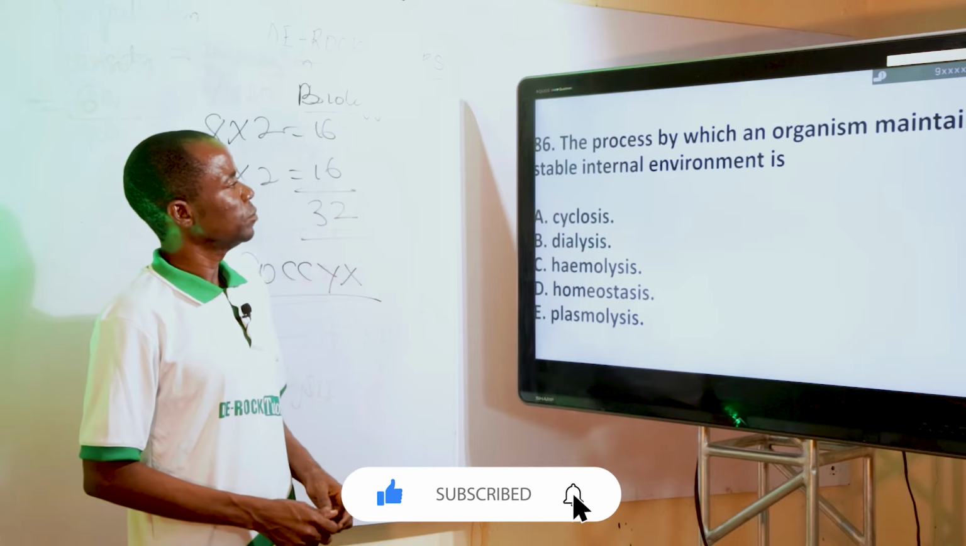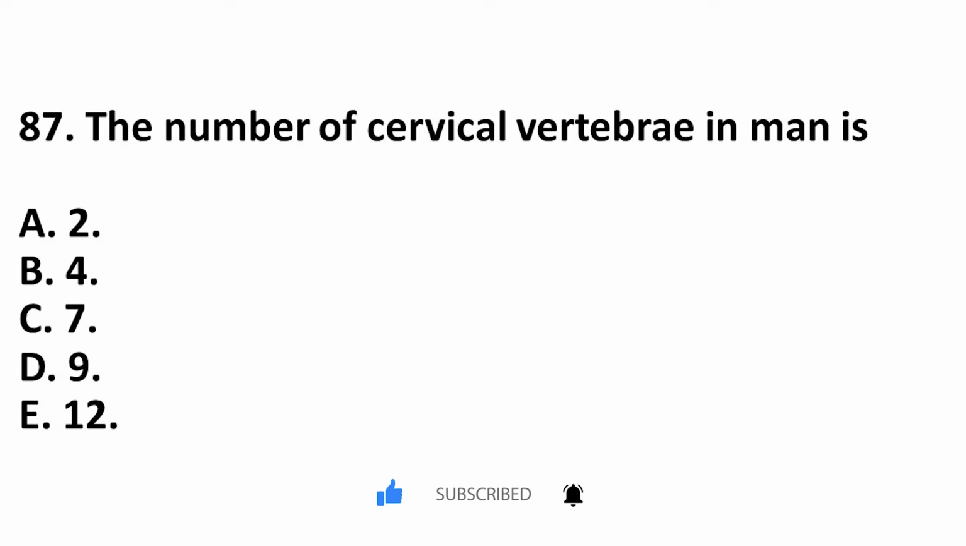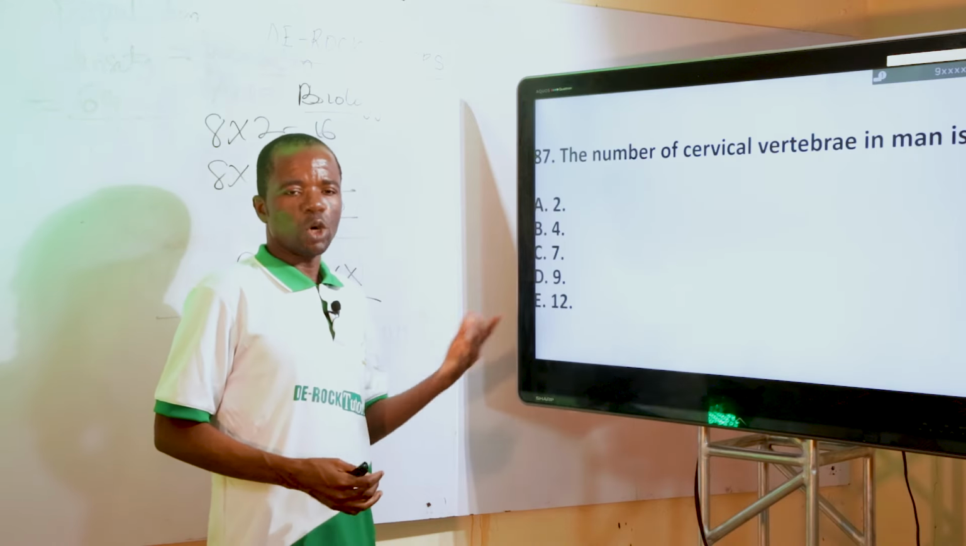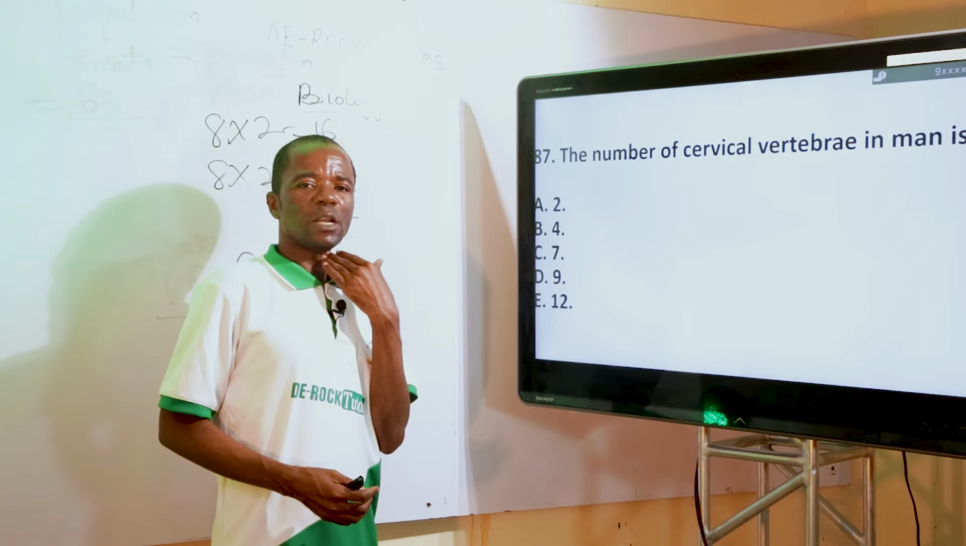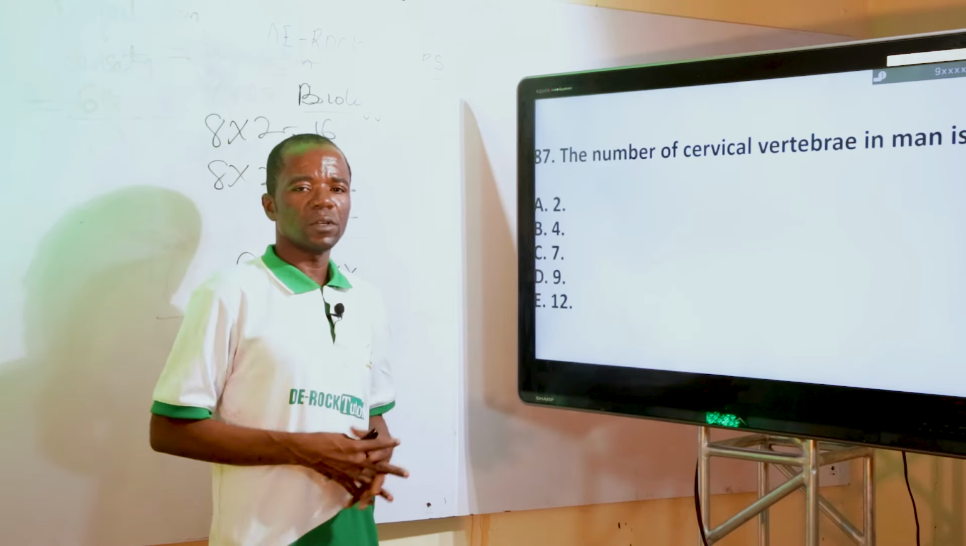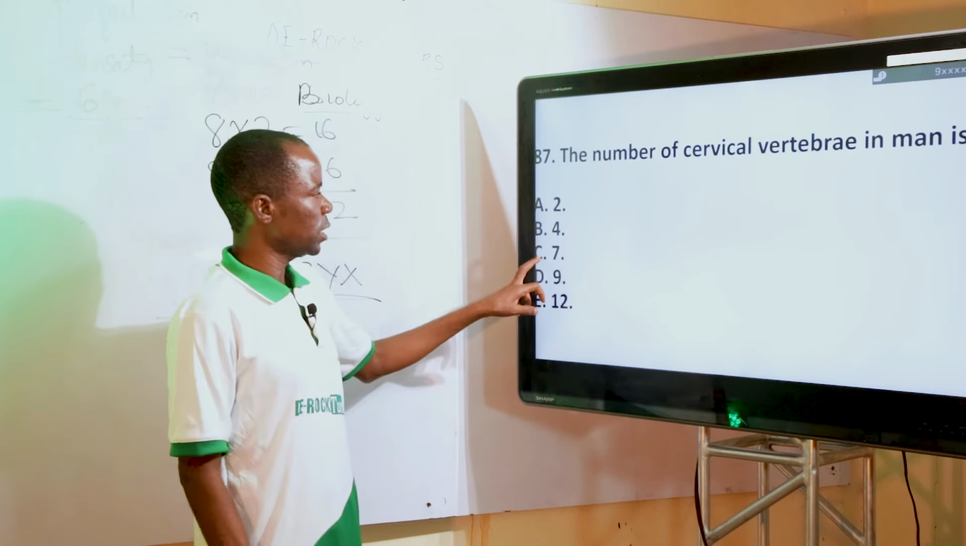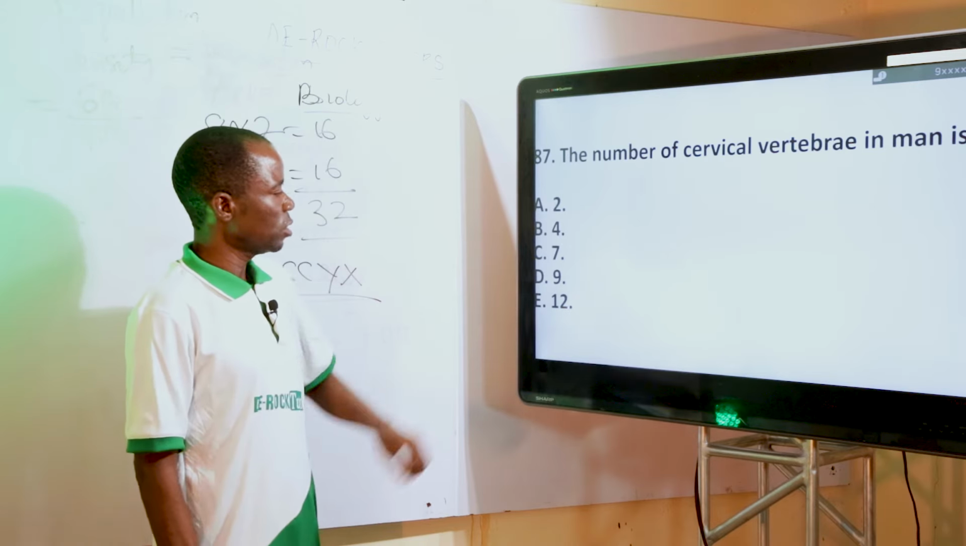Let's go to number 87. The number of cervical vertebrae in man is, I actually mentioned that when I was explaining the caudal vertebrae the other time. Cervical vertebrae are located in the neck region, and there are 7 of them in number. So the correct answer is option C.